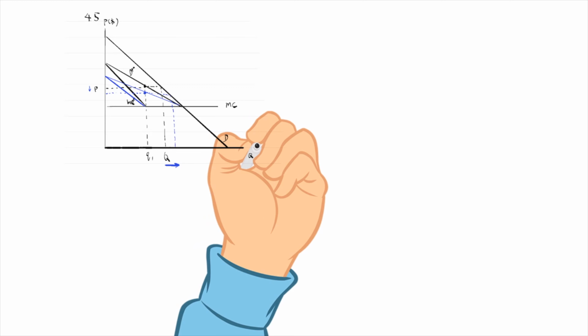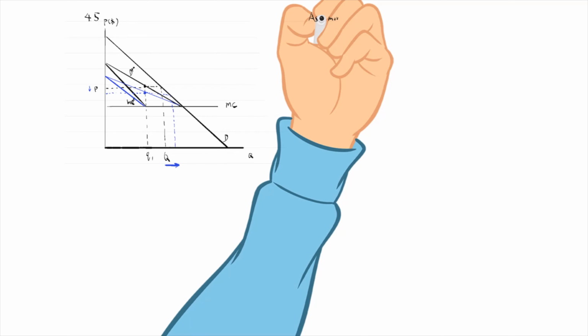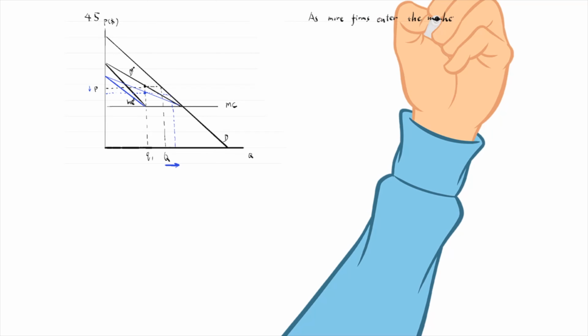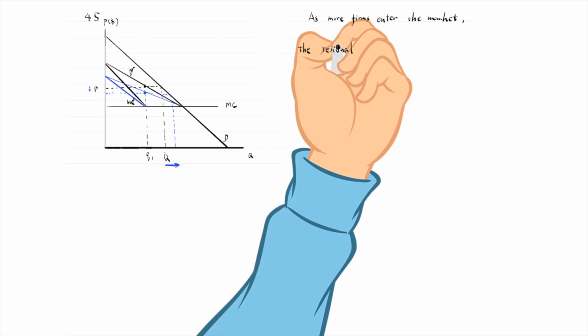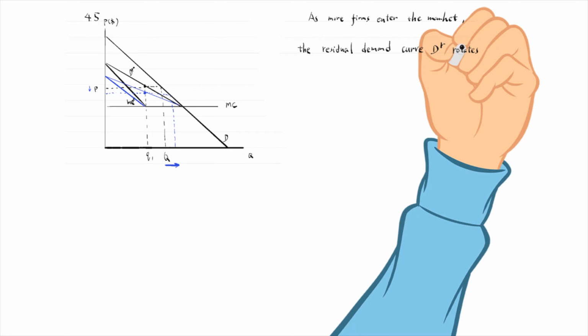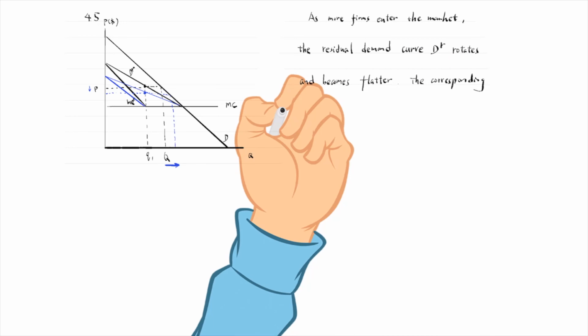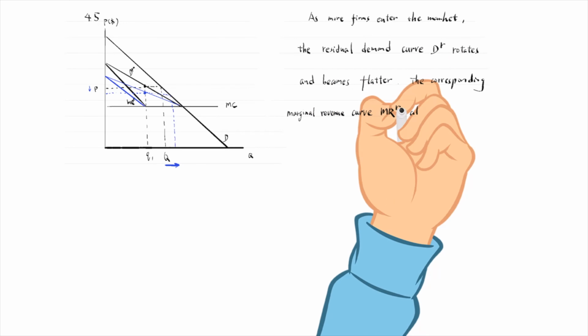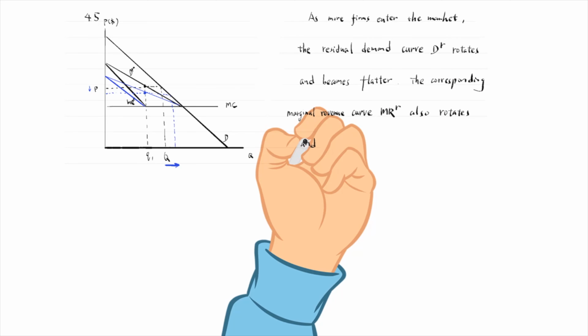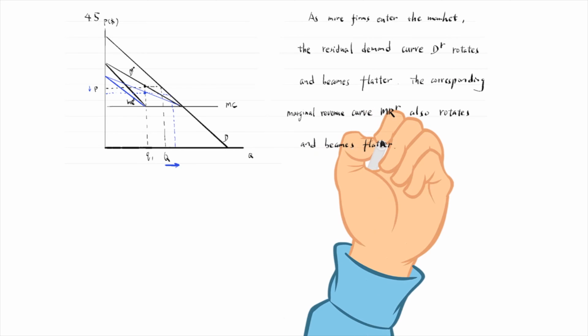The graph shows the market demand curve D, the Stackelberg leader's residual demand curve DR, and the corresponding marginal revenue curve MRR. As more firms enter the market, the residual demand curve DR rotates and becomes flatter. The marginal revenue curve corresponding to the residual demand also rotates and becomes flatter. The blue lines are the new residual demand and marginal revenue curves.